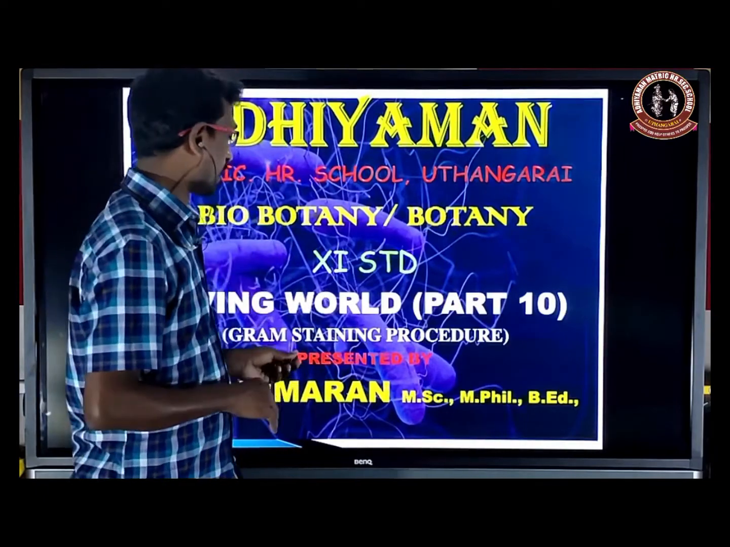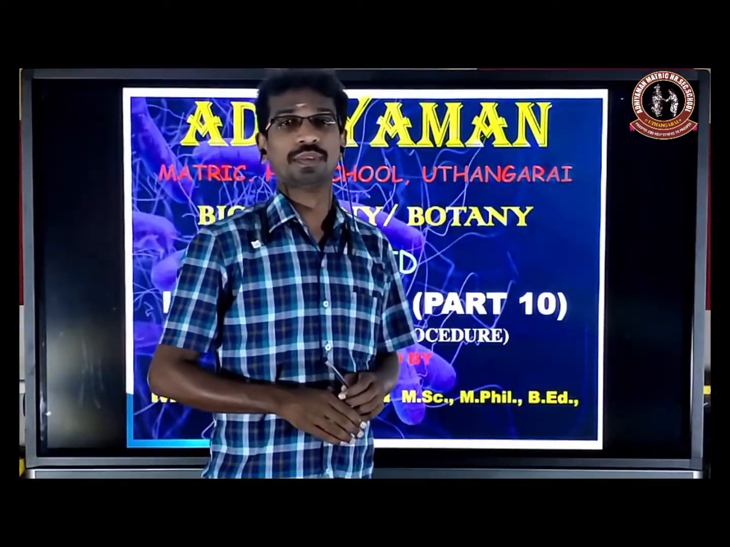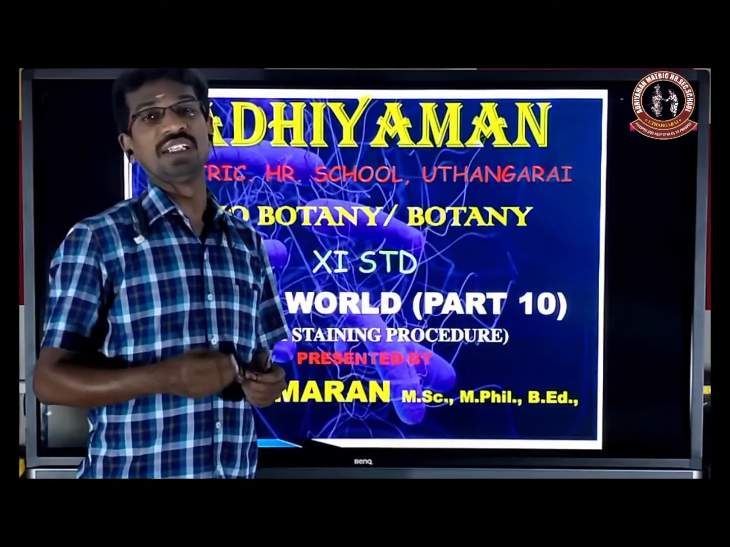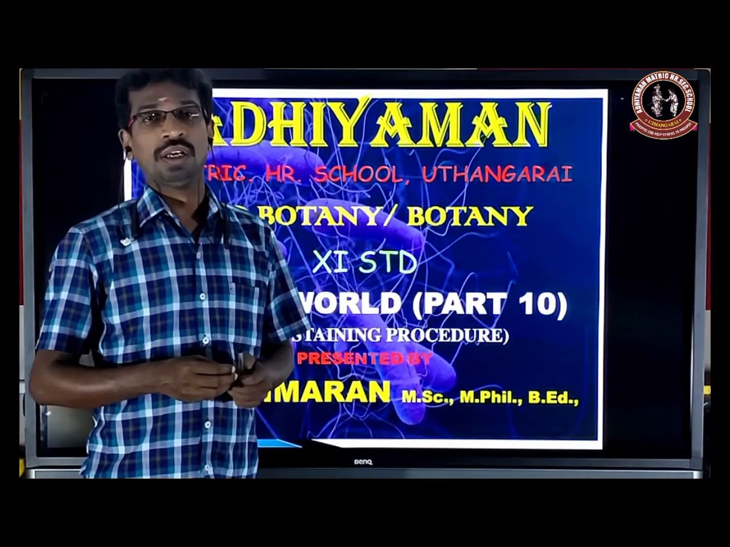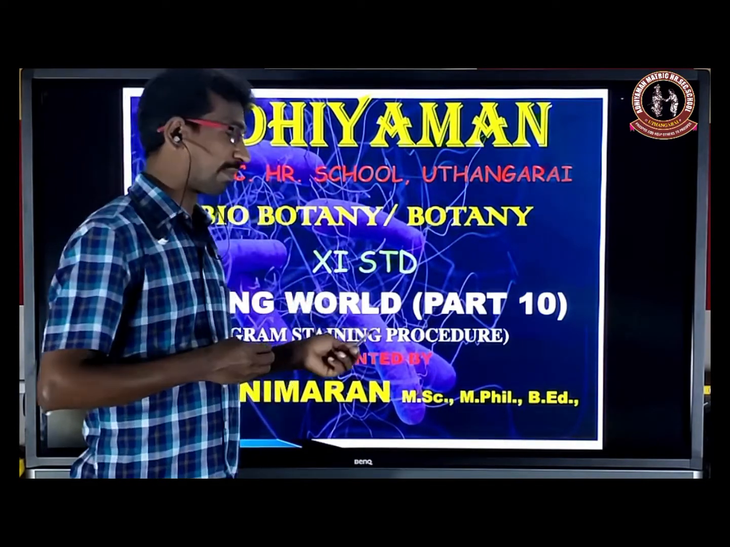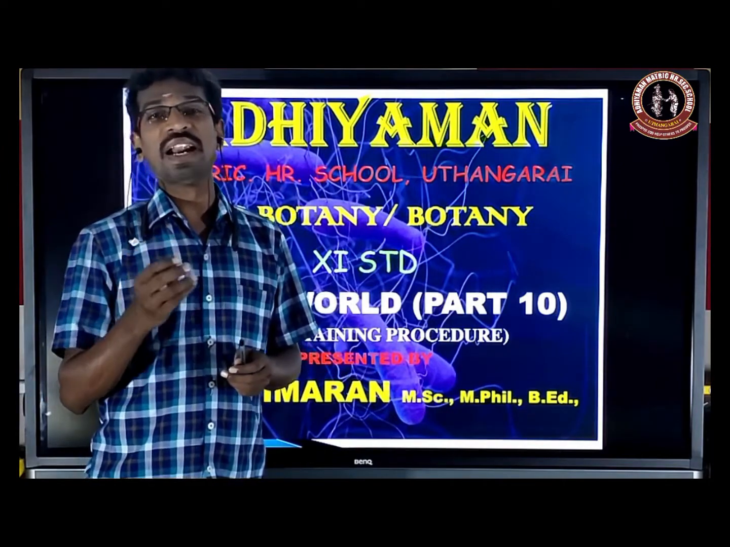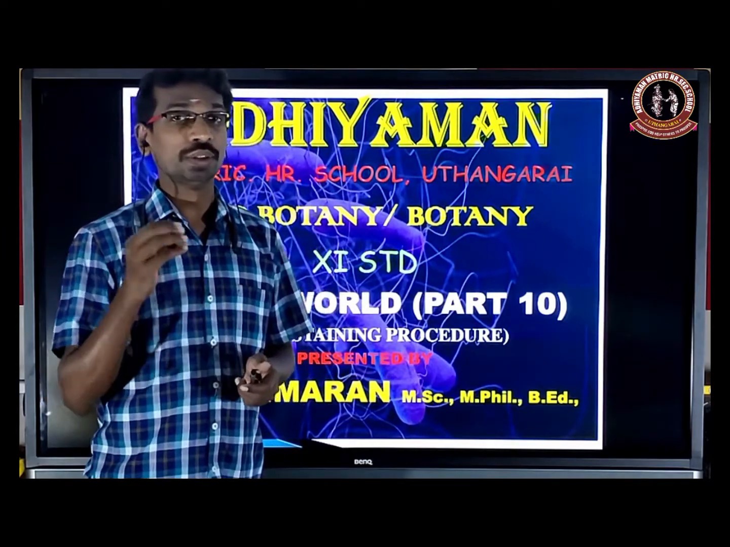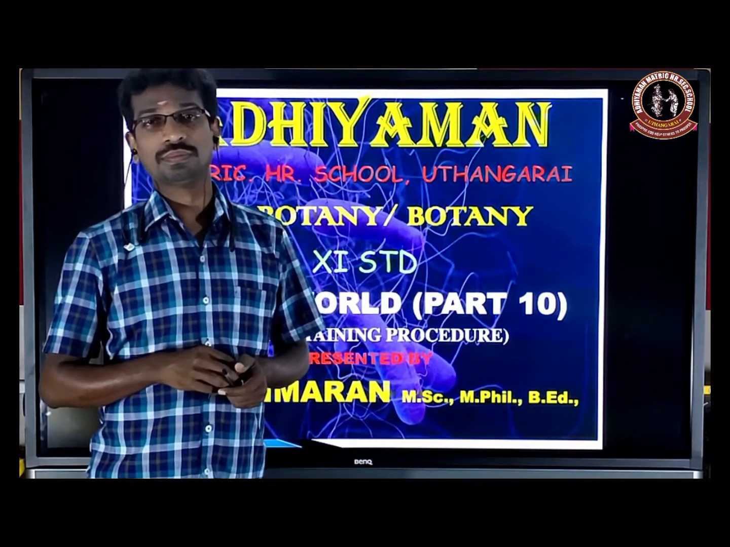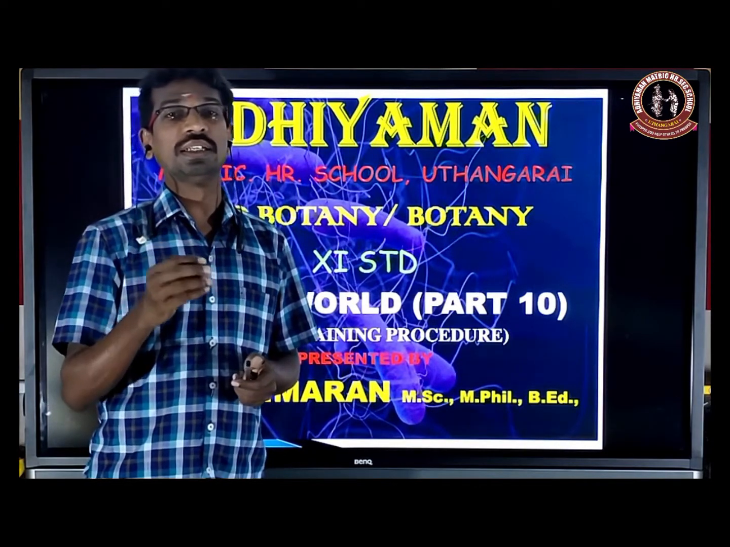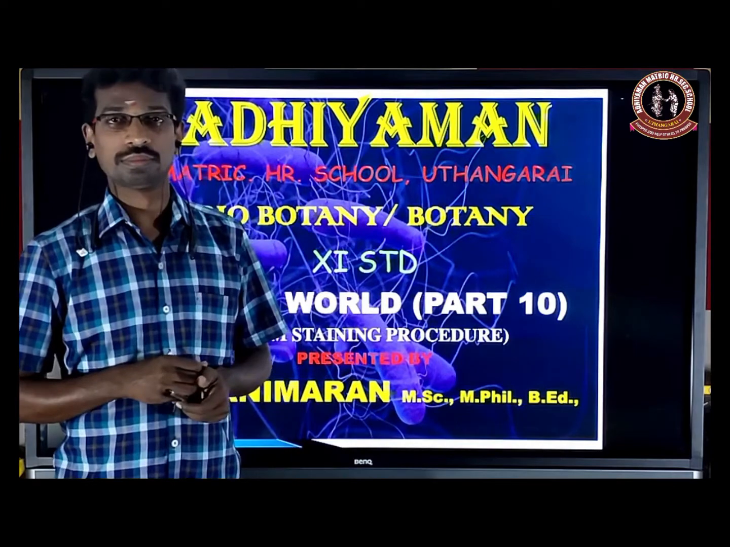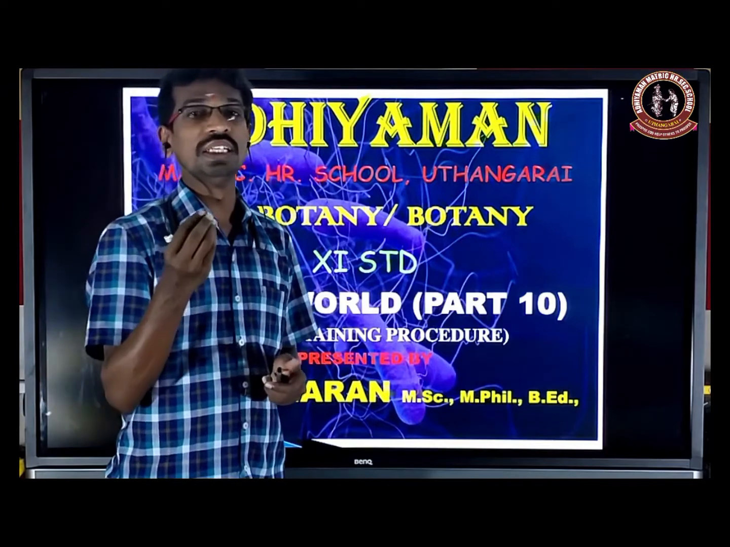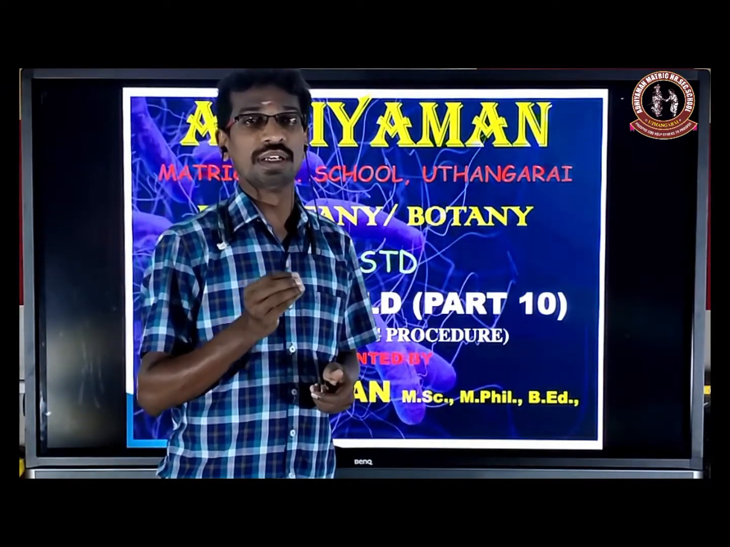Today we are going to see the gram staining procedure. Gram staining helps to differentiate the bacteria. If the bacteria retain the violet color during the gram staining, that is considered gram positive. Those bacteria that lose the violet color will instead retain the red color from the counter stain. During the counter stain or secondary staining procedure, those that retain the red color are considered gram negative bacteria.